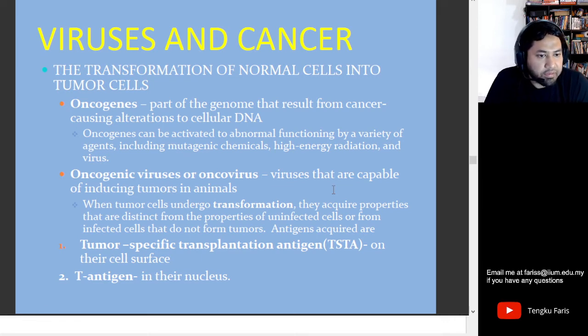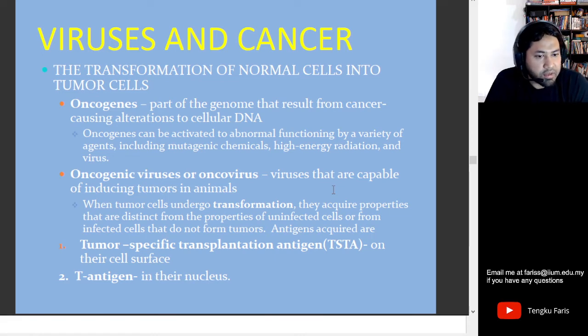On the other hand, oncogenic viruses can also trigger this tumor condition in humans or in animals. Even without the help of oncogenes, the virus can interfere and cause the tumor too. When the tumor cells undergo transformation, they acquire properties that are distinct from the properties of uninfected cells or from infected cells that do not form tumors.